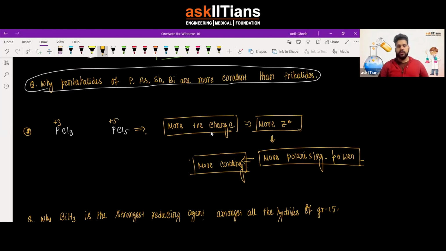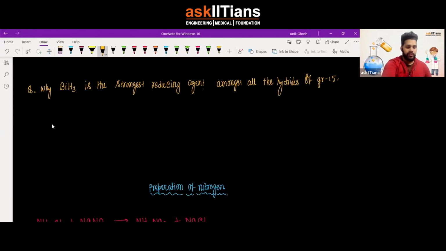That's how we can conclude. So more plus charge means more covalent because they have more Z star values. They are more covalent in nature. This is how you can conclude this.